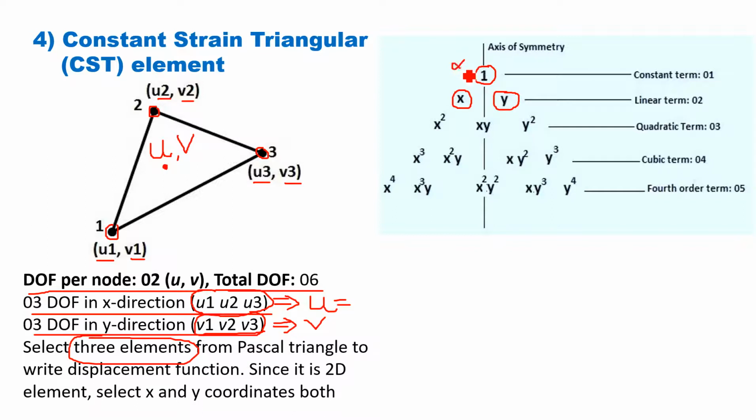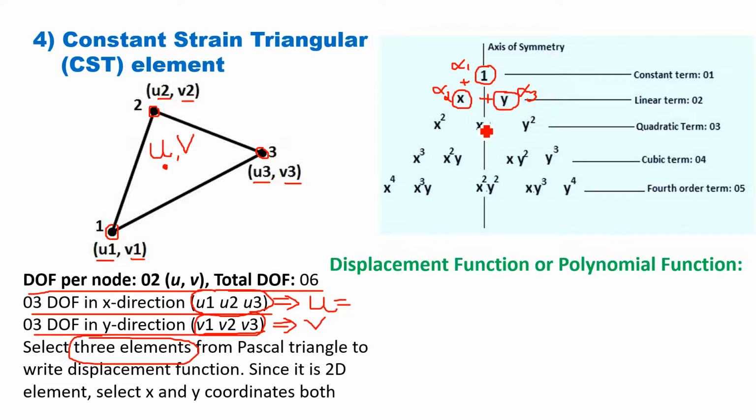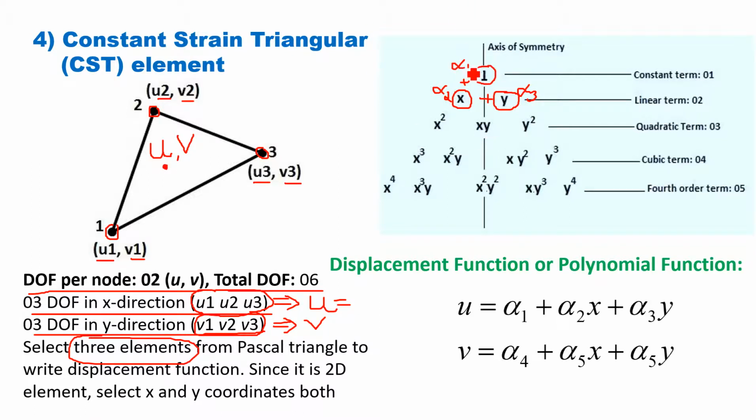All these 3 elements are multiplied by generalized coordinates alpha 1, alpha 2 and alpha 3. Then we have to add these 3 together to write down the displacement function. So what is the displacement function for the CST element? This is alpha 1 into 1 plus alpha 2 into x plus alpha 3 into y. This is u.